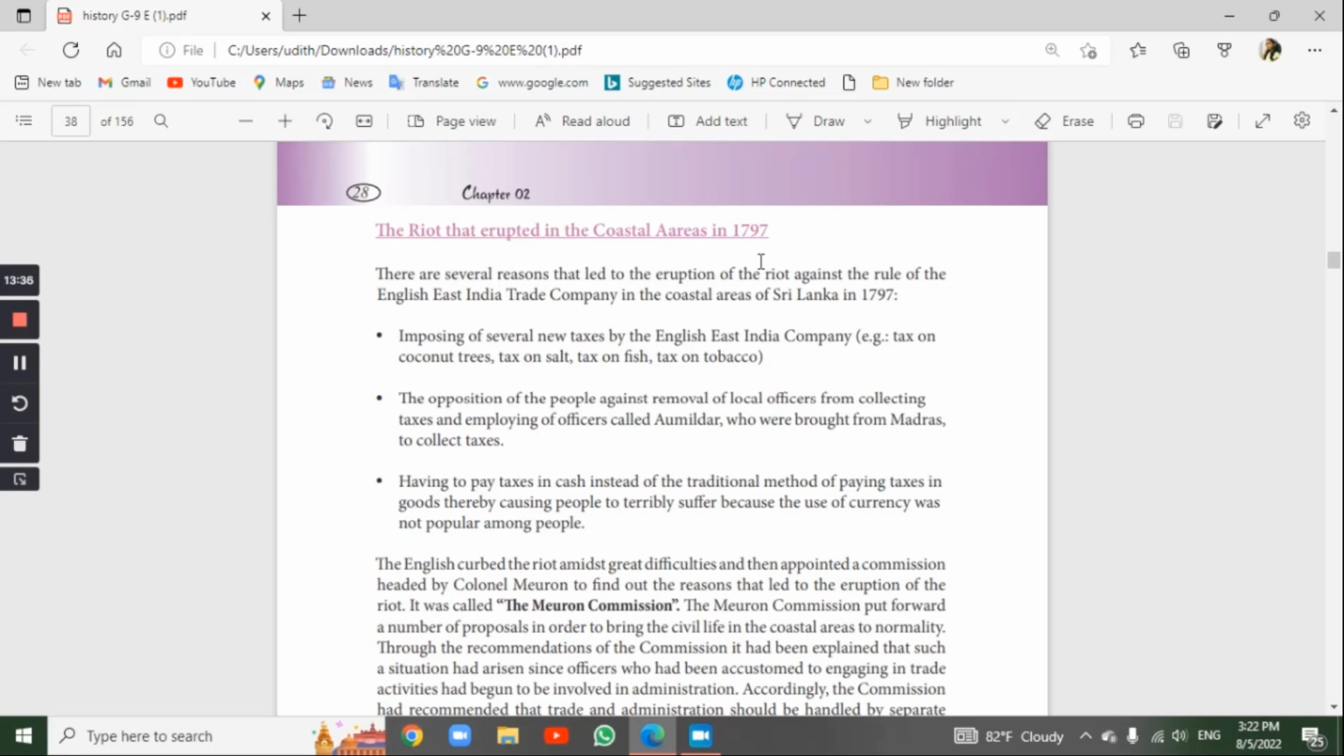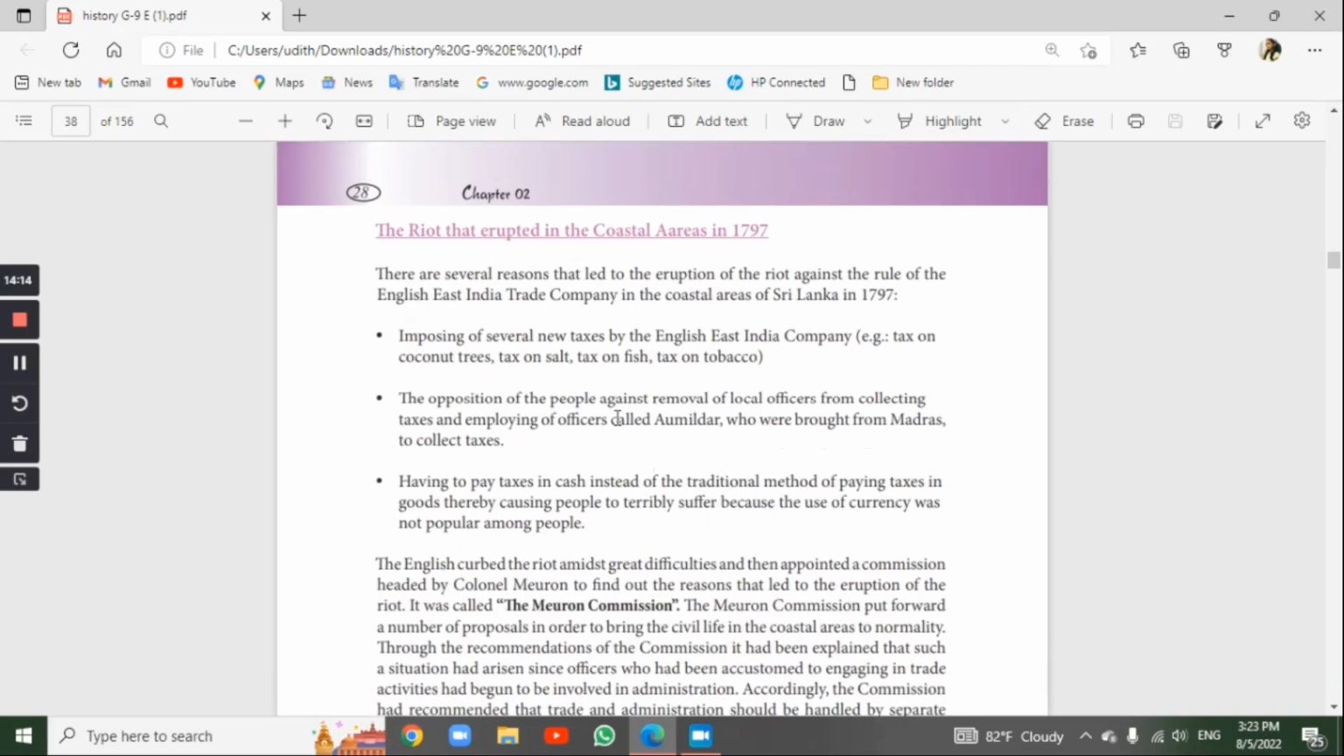The three reasons for this riot were, first, the imposing of several new taxes by the English East India Company. Second, the people did not like the Avamildas who were collecting taxes. The English had removed the local officers from collecting taxes and brought Avamildas to collect taxes. They were opposed to it.